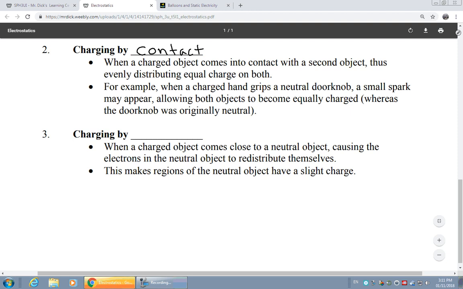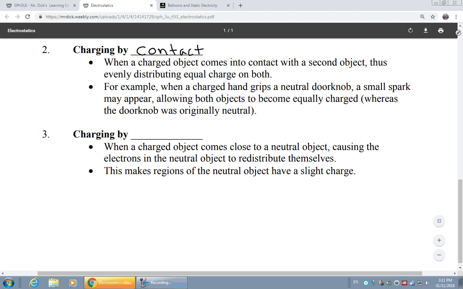So, for example, when a charged up hand grips a neutral doorknob, you might have felt or seen a small spark appear. And what that's doing is allowing some of the extra charges from your hand to escape onto the doorknob. And it will naturally want to do that to try and balance out some of the charges involved. And after that process occurs, both your hand and the doorknob will end up equally charged.